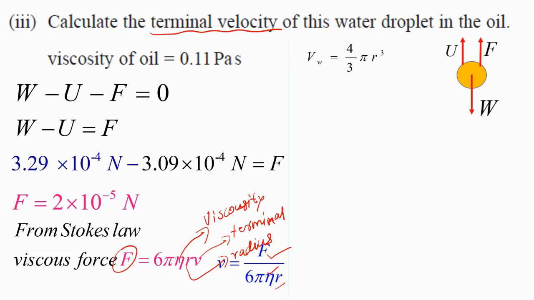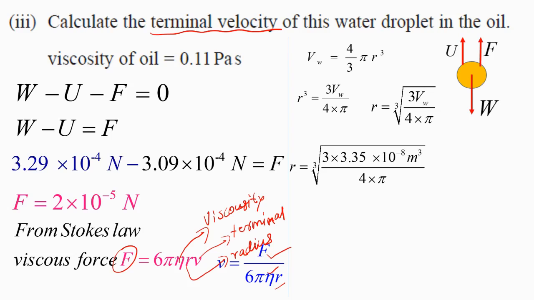Now we are considering the droplet as a spherical shape. So volume is equal to 4 by 3 pi r cube. From here we know that r cube is equal to 3 into volume divided by 4 pi, so r is equal to the cube root of 3 into volume of the droplet divided by 4 pi. Now we substitute the known values, the volume of the droplet is given, and we will get r is equal to 2 into 10 to the power minus 3 meter.